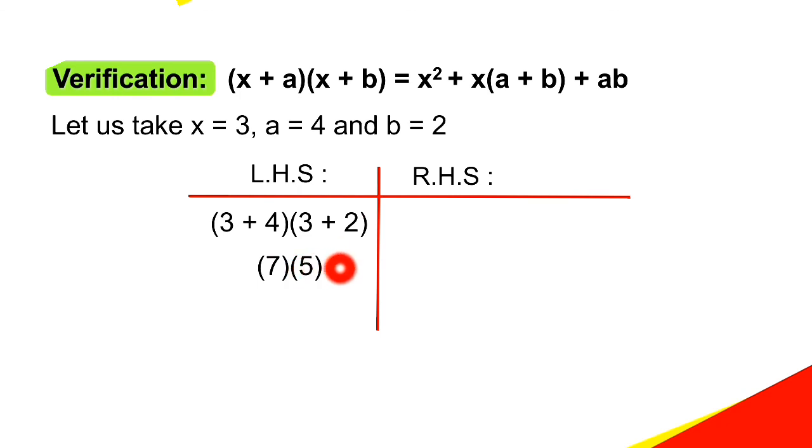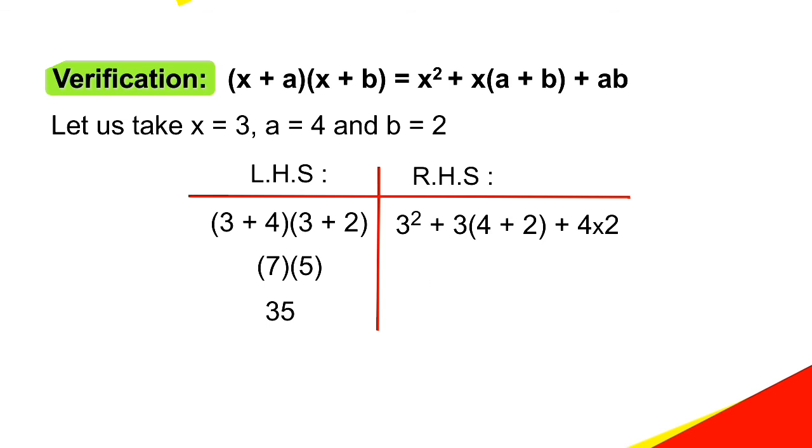5. Now students, can you calculate and say what we can get? 7 into 5. 7 fives are? Right, very good. 7 fives are 35. Very good. Now we are going to do the RHS side. We are going to substitute the values. 3 square plus 3 into (4 plus 2) plus 4 into 2. 3 square in the sense?